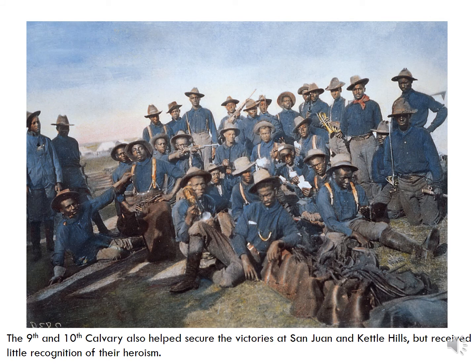Also at the Battle of San Juan and Kettle Hill are the 9th and 10th Cavalry, a segregated African American cavalry regiment that got very little notice at the time that this battle took place. In fact, the Rough Riders basically got full recognition of this battle, but the 9th and 10th served as well and fought just as hard.